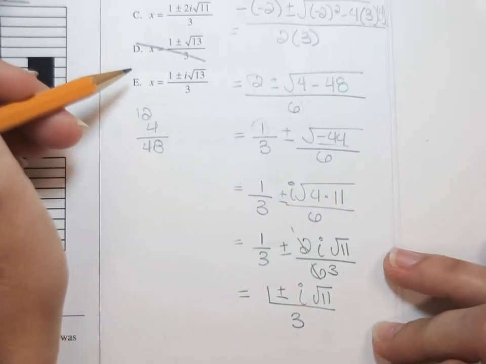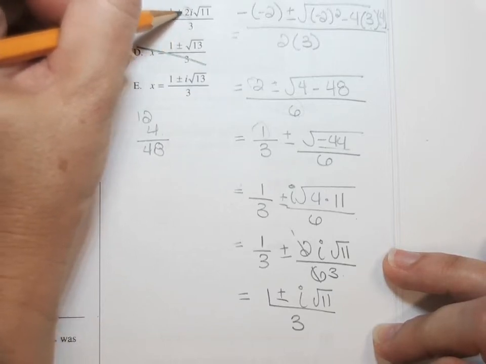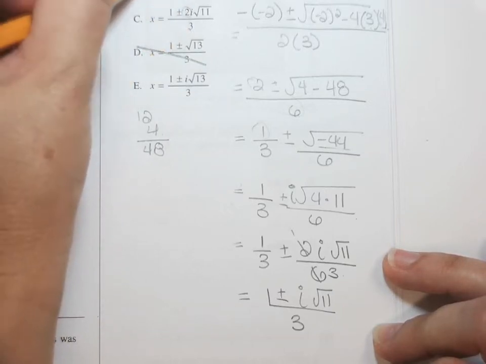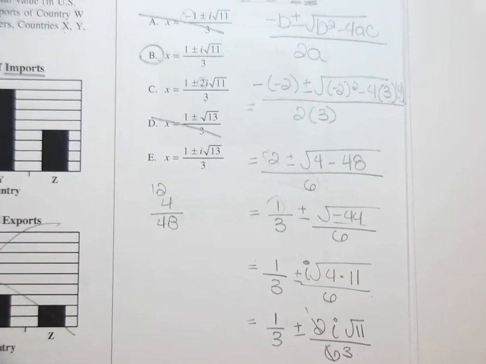Going back up here, I can see it's this one. They didn't reduce that 2 when they took away the 6, so my correct answer is B. I hope this video helps.